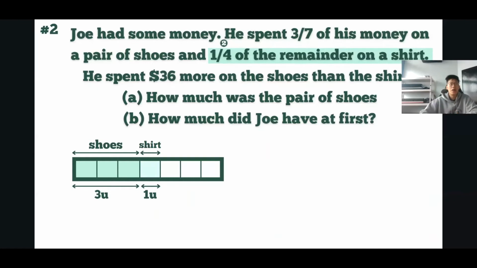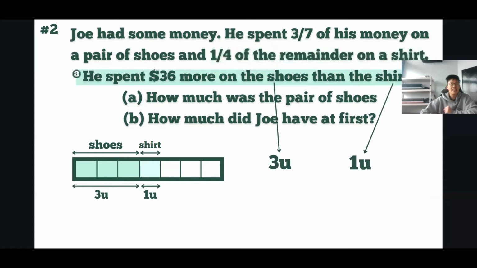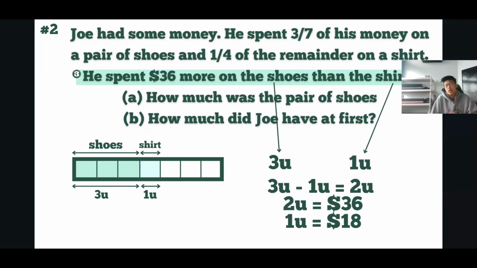As you can see over here, shoes will be 3 units and shirt will be 1 unit. In sentence number 3, it says he spent $36 more on the shoes than on the shirt. So if shoes is 3 units and shirt is 1 unit, then the difference is $36, which is also equal to 2 units. So 3 units minus 1 unit equals 2 units, and 2 units equals $36. Always find your Mr. Green Man, which is my 1 unit, and that is $36 divided by 2, and we will get $18.